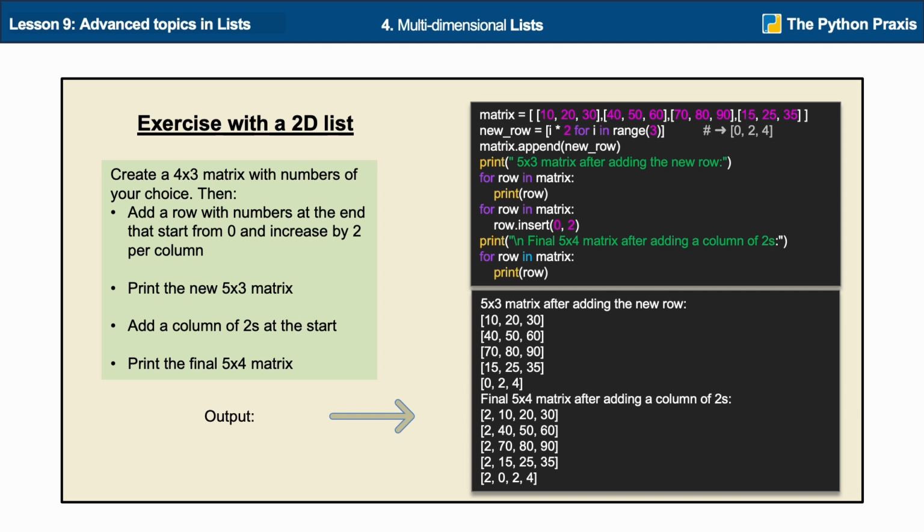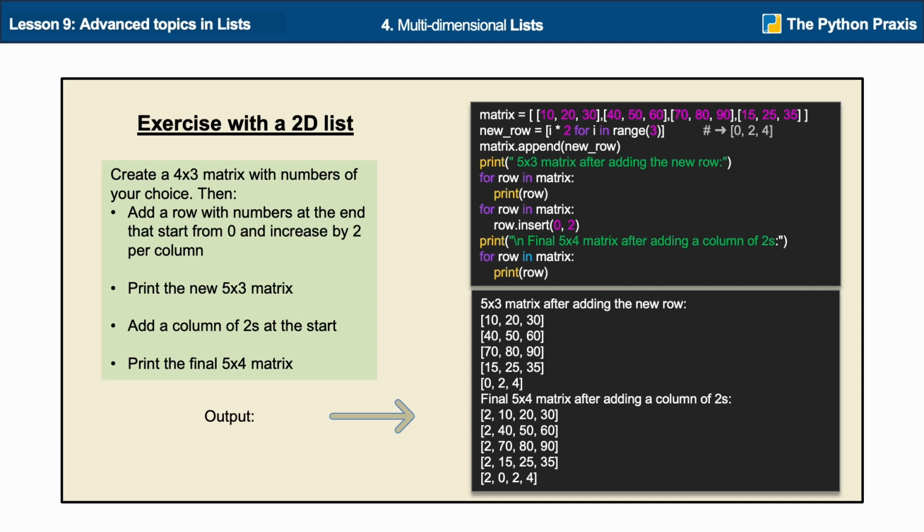Let's see the code step by step. In line 1, we create our starting matrix. It's a list of lists, 4 rows, each with 3 columns. This is our 4x3 table. In line 2, we generate the row we want to add. This is a list comprehension.